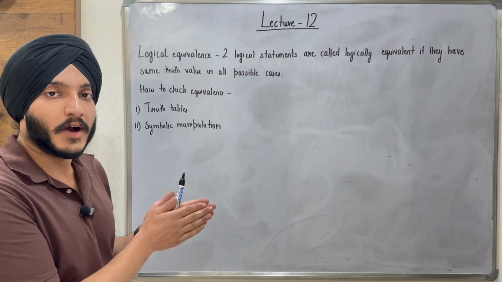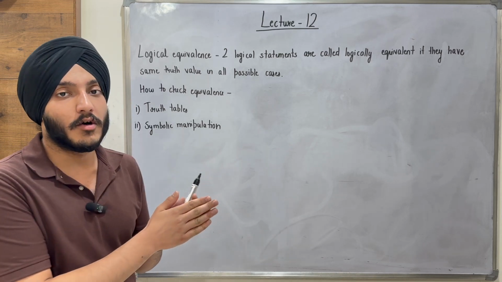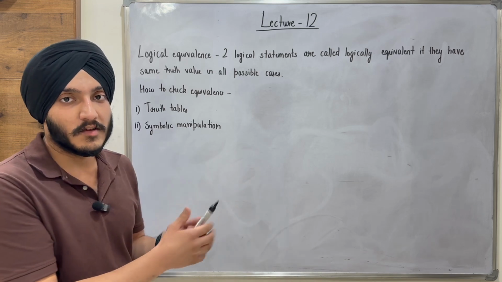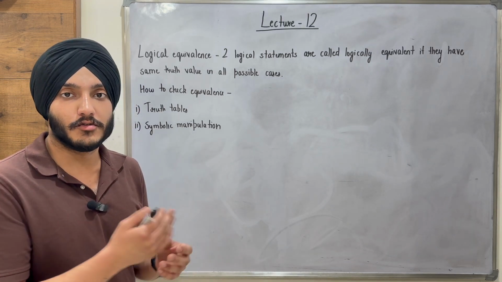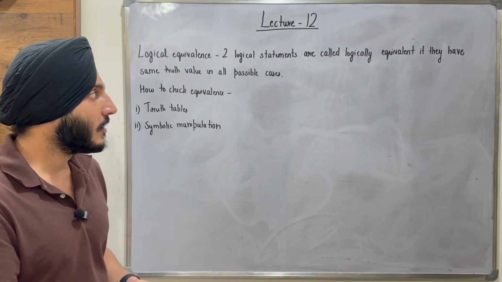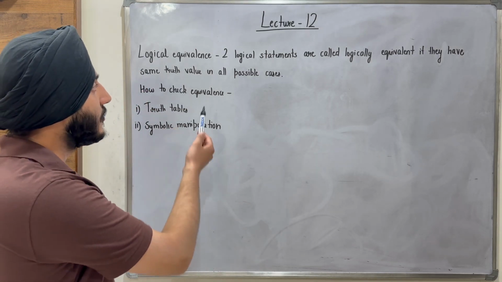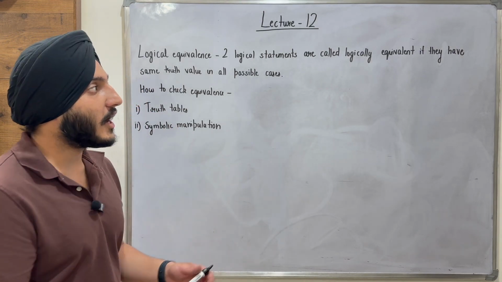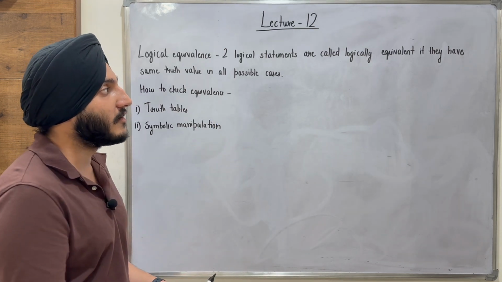Just like we simplify equations in mathematics, we also try to simplify logical statements as well, right? We're going to learn how to compare different truth tables or how to find the equivalence of different statements. So let's start with the first definition, right? Two logical statements are logically equivalent if they have the same truth value in all possible cases, right?